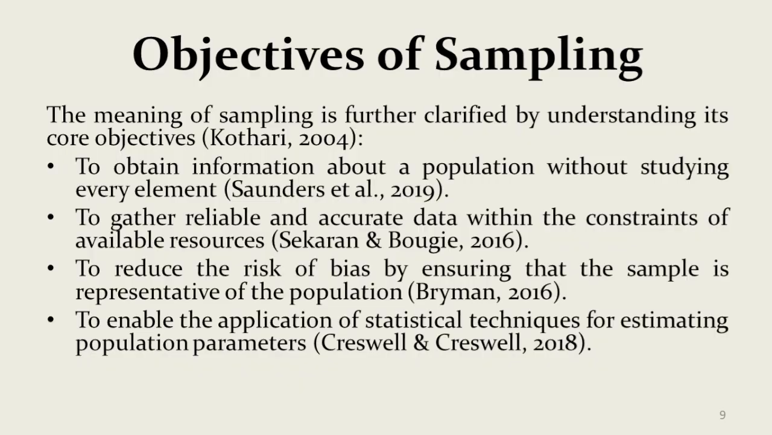There are also objectives of sampling. Sampling is not a mere activity. It has its own objectives. The meaning of sampling is further clarified by understanding its core objectives. One, to obtain information about the population without studying every element. Two, to gather reliable and accurate data within the constraints of available resources. Three, to reduce the risk of bias by ensuring that the sample is representative of the population. Four, to enable the application of statistical techniques for estimating population parameters.